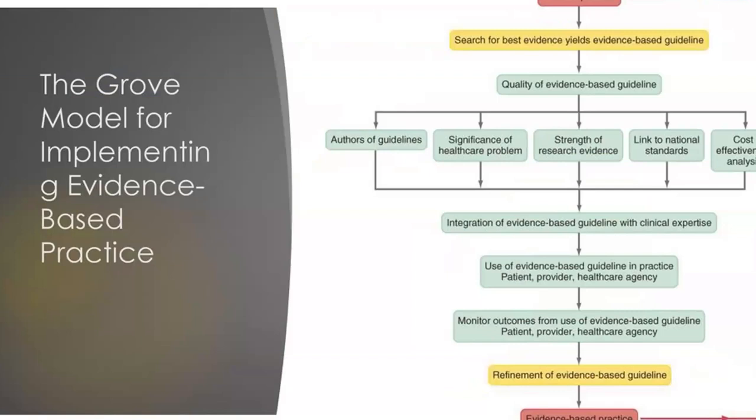There is one more model, the Grove model for implementation of evidence-based practice. Once you have faced a practice problem, you search for the best evidences and look at the quality of evidence-based guidelines. Then you can prepare the guidelines, dealing with the significance of the health problem, strength of research evidence, link to the national standards, and cost effectiveness. Then you integrate these evidences with clinical expertise and use the evidence-based guidelines for practice, as per the requirements of patients, providers, and healthcare agency. Once you have implemented those guidelines, evaluate the outcome from their use. You can refine if you feel there are some issues in implementing the guideline, and after refining, you continue the evidence-based practice.